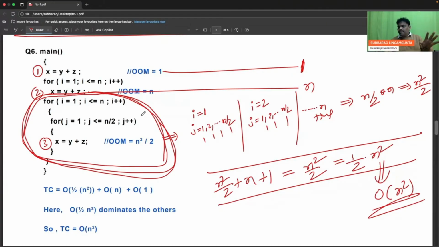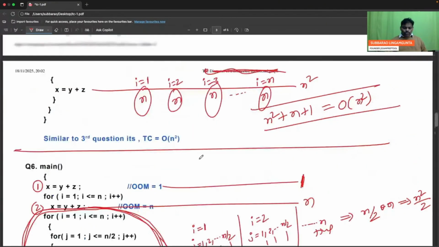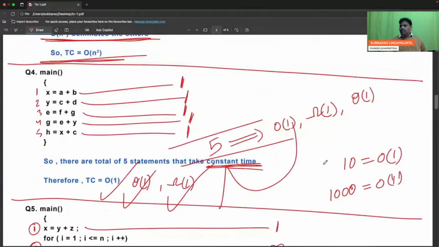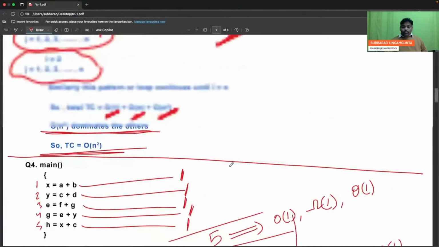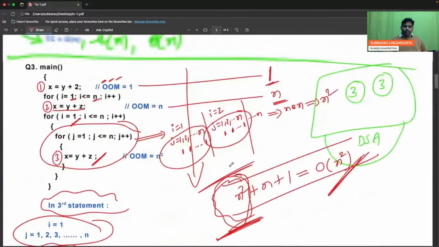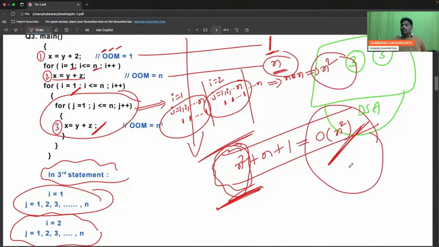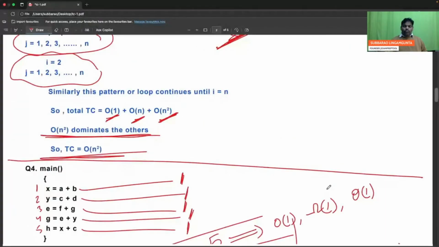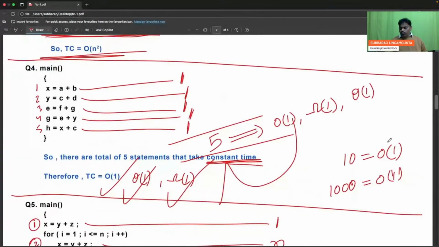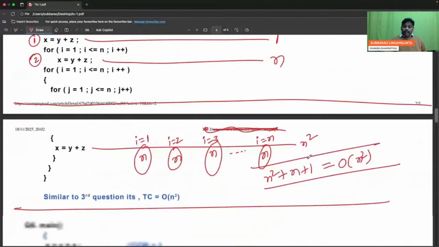If no loop is there, like the fourth problem, time complexity is 1. Suppose many loops are there, like the third problem. The second one is a loop, n time. The third one is a loop, n square time. So many loops are there, take the larger loop. Time complexity means loops. If no loop, constant. If a loop is there, take the larger loop.